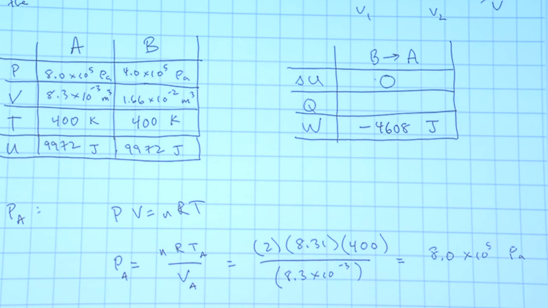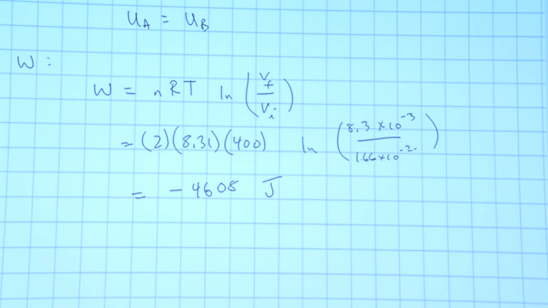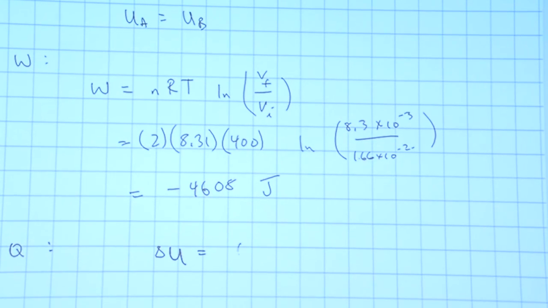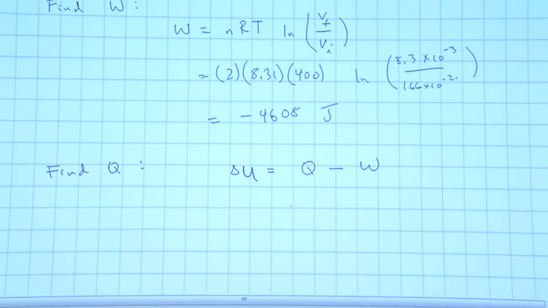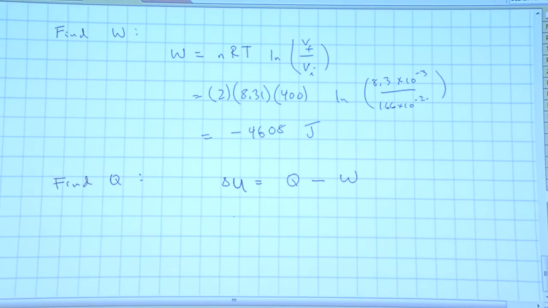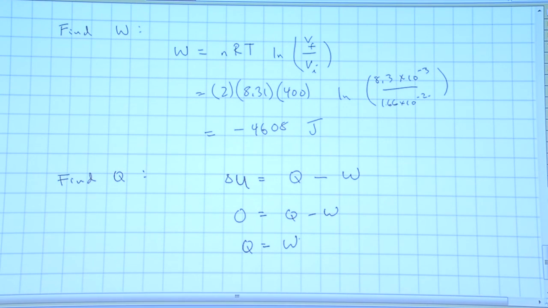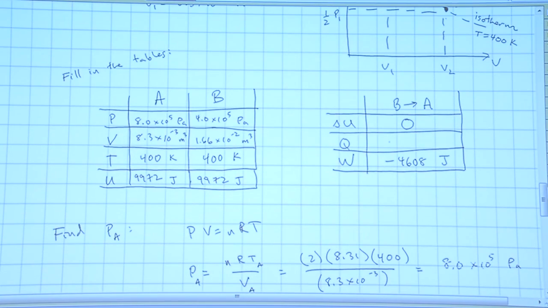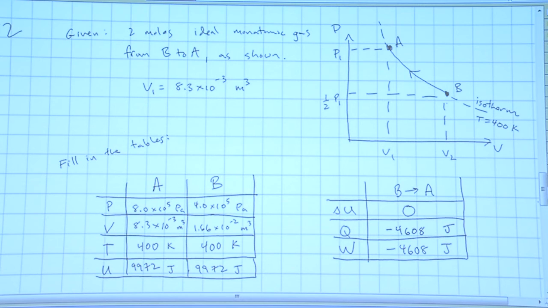And now I know delta U, I know W. I can use my first law of thermodynamics. The change in internal energy is equal to the heat minus the work done by the system. So Q is equal to W, because delta U was 0. And I can go ahead and put that in, negative 4608 joules. And again, let's think about that for a second.